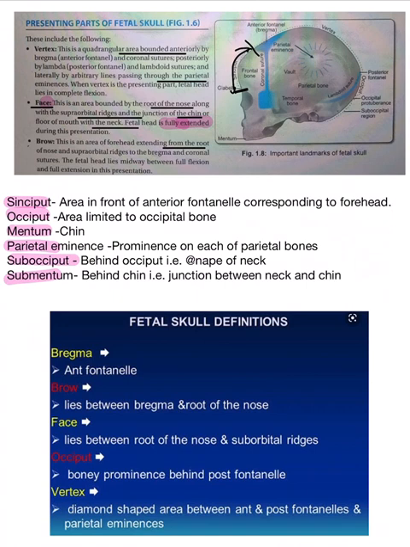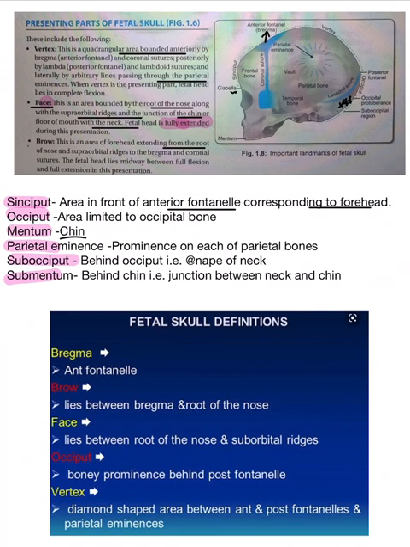Then comes the sinciput, guys. You can see the image of the sinciput. Sinciput is the area in front of the anterior fontanelle. So this is the anterior fontanelle, and the area in front of it is the forehead area, guys. Now occiput. Occiput is the area bounded by the occipital bone. See this area. Now coming on to the mentum. Mentum is also known as chin, guys.